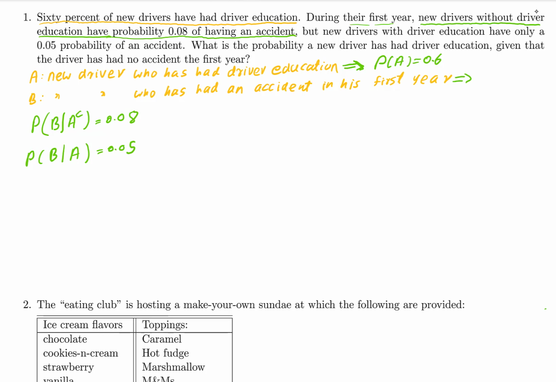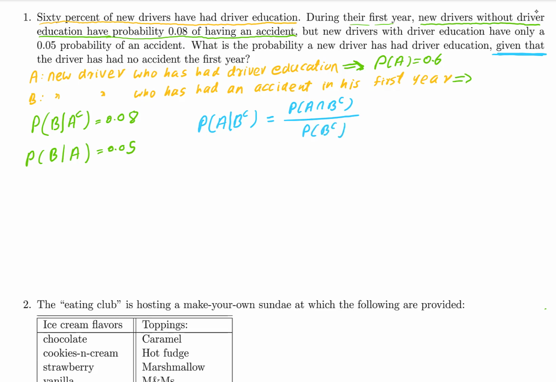So what is the question they are asking? What is the probability a new driver has had driver education? That means probability of A, but you see "given that." Therefore, the next part should be conditional. The condition is the driver has had no accident in the first year. So, no accident is B complement. This is the probability we need to find. So, what is the equation? Conditional probability equation: probability of A intersection B complement divided by probability of B complement.